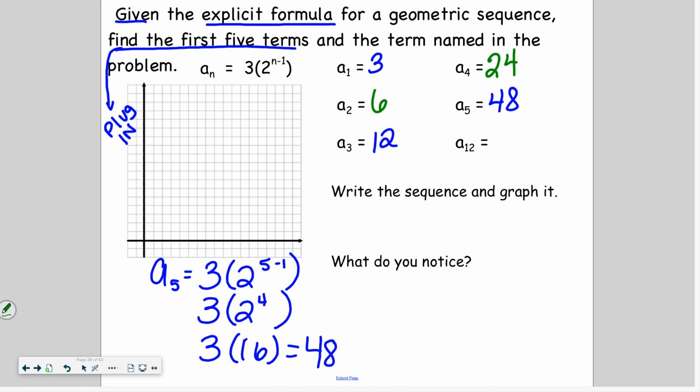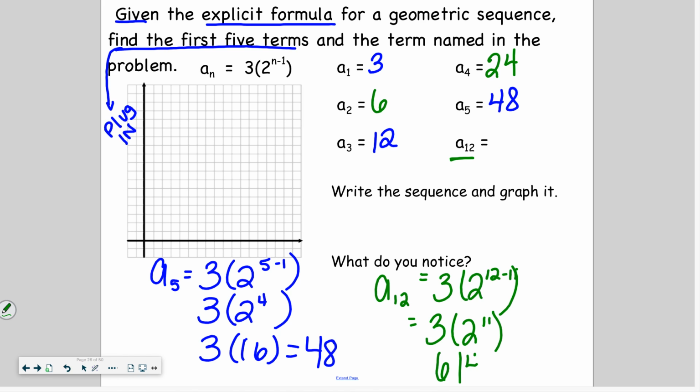Now be careful with this next one because it's not a sub 6. It is actually a sub 12. So we take a sub 12, which is equal to 3 times 2 to the 12 minus 1. That's going to give us 3 times 2 to the 11th, and our answer is going to end up being 6,144. So there you go. There's our work.